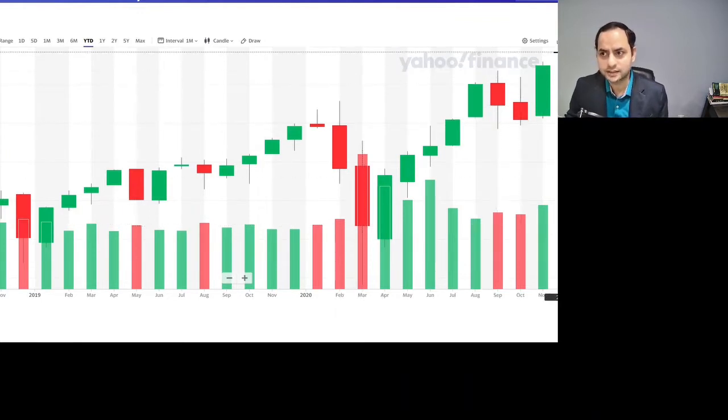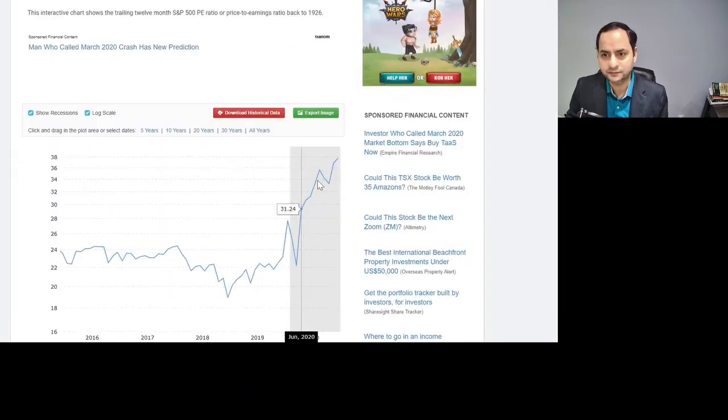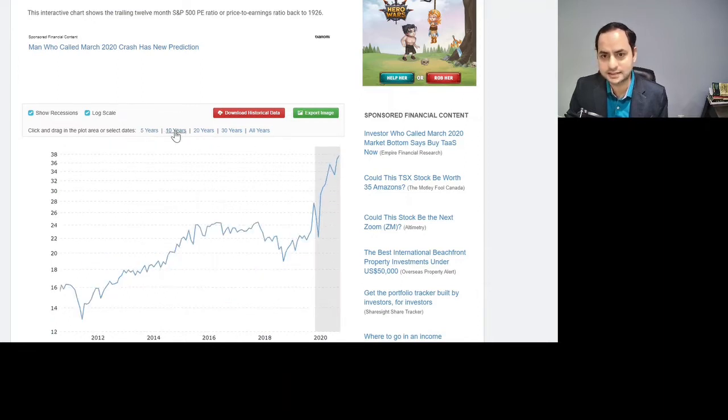So now we are at a very high level, which sometimes we cannot see in the numbers, but on the PE level it is huge. It's 37.5, and that's on the historical 5-year chart.